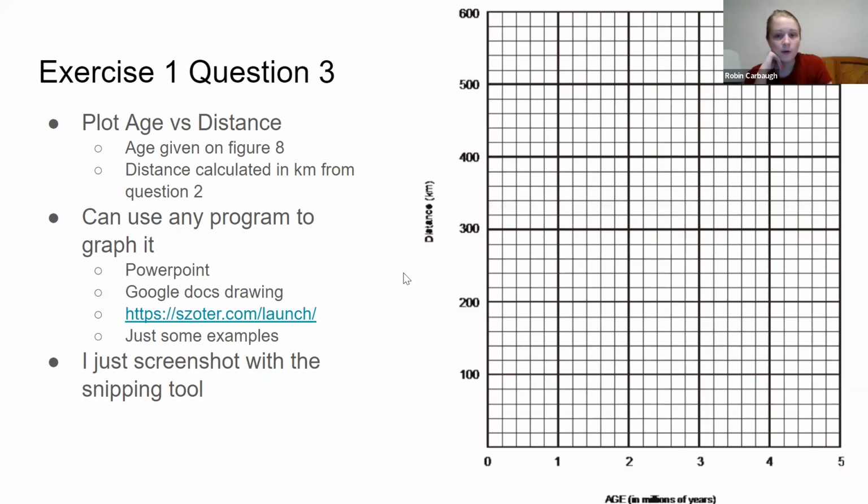So you can use any program you want to create your graph. I find PowerPoint pretty easy. I also like using the Google Docs drawing feature. The lab recommends using a Schotzer, which it's all right. I think it's a little finicky, but if you like it, that's fine. If you have other programs you like to use, you can do that. You can print it and draw it and then take a picture of it and upload that if that's easiest for you. As long as I get a copy of the graph somehow, you can use whatever works for you.